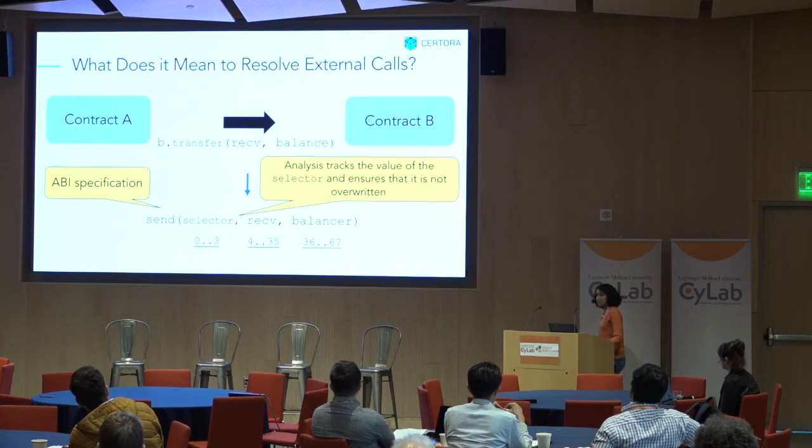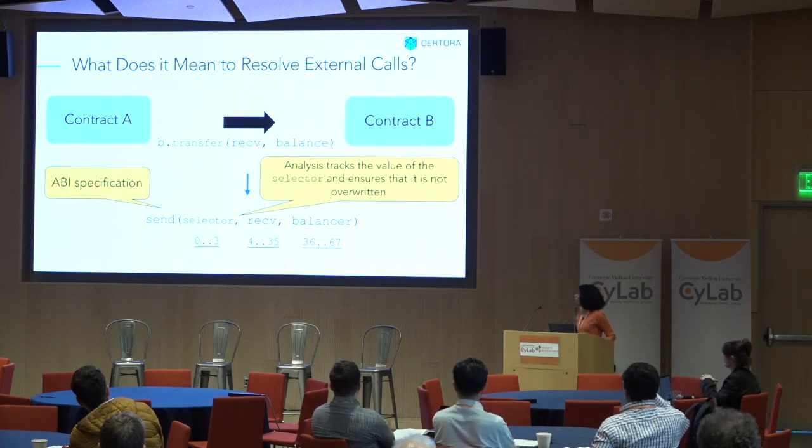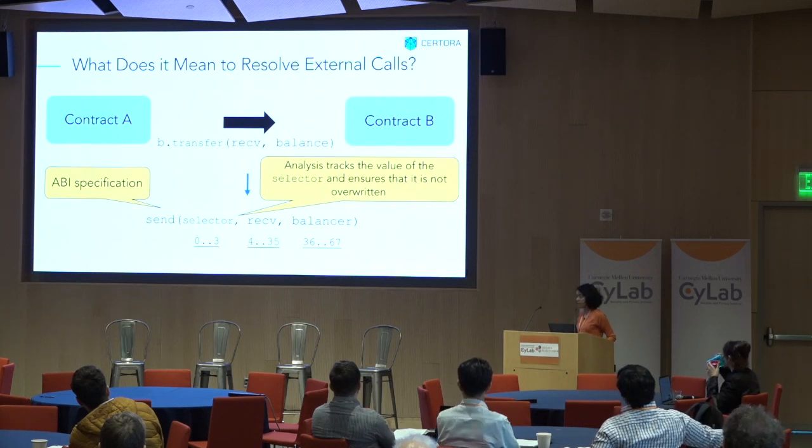So the analysis that we have tracks the value of the selector, and it makes sure that other writes to memory are not interfering with whatever is in the selector. And so this is the kind of guarantee that the static analysis gives us, and it lets us resolve external function calls in a sound manner.